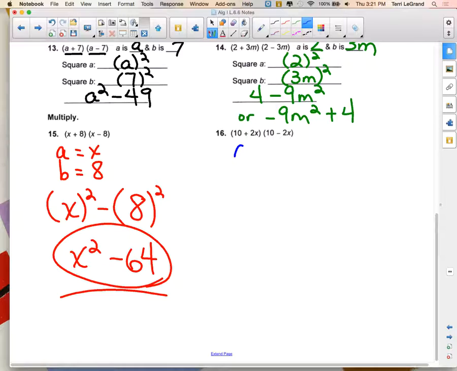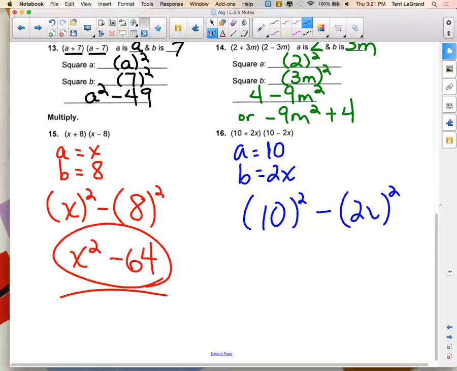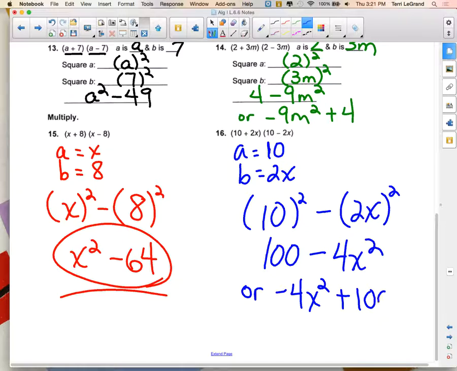And our last one. A equals, b equals. A is 10. B is 2x. 10 squared, take away 2x squared. So that's 100. Is that what I heard? Take away what? 4x squared. What would this look like in standard form? Negative 4x squared plus 100, yeah. Okay. Whew.